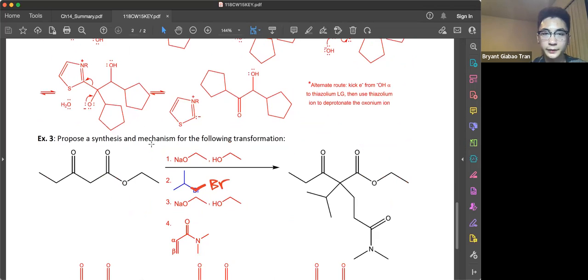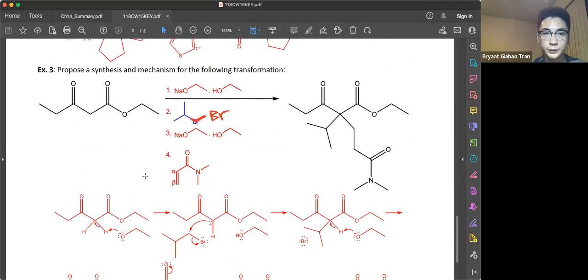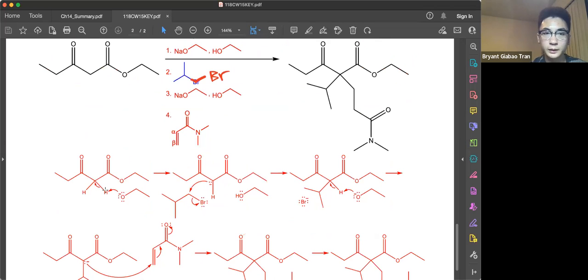And then for this one over here, we have a strong base. We're going to deprotonate the alpha hydrogen between these two dicarbonyls, giving us our nucleophilic carbon over here, which attacks this in an SN2 fashion. This is our electrophile here. And then we add the new R group. We do the same thing again. We deprotonate the alpha hydrogen between these two dicarbonyls.